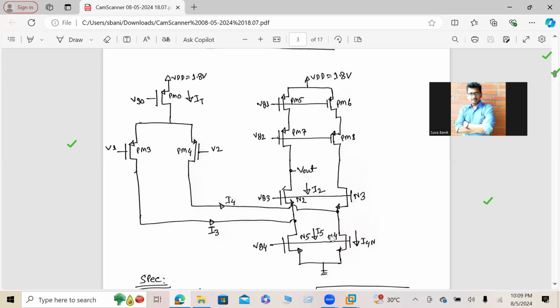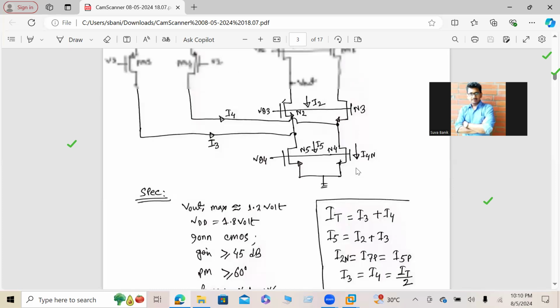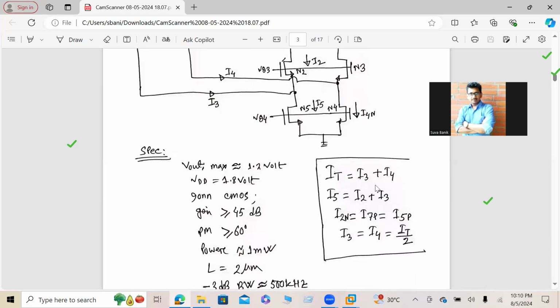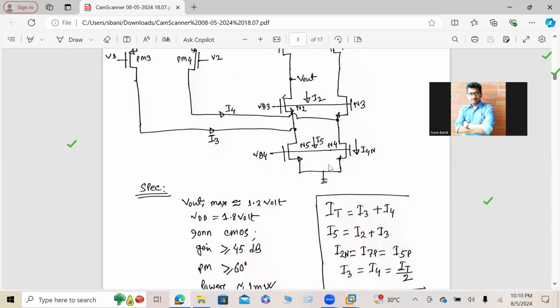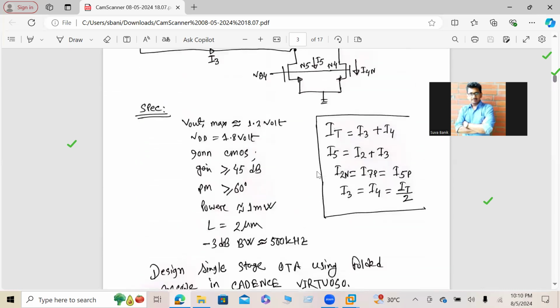So the current I5 is nothing but I2. I2 is the same current which is flowing through PM7, PM5, and N2, plus the current flowing through PM3, or we can say I3. Okay, so you can take note of this equation or relationship I wrote there, and I hope you easily understand it.